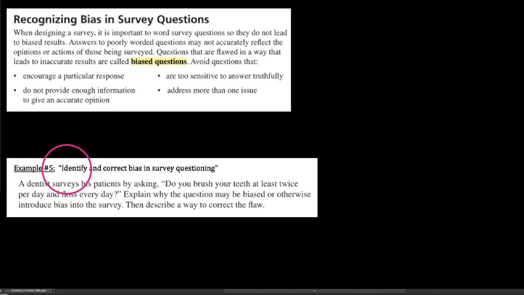So here's what we're going to do on this last part of this video. Basically, read through a question and talk about why it might be biased and how we might rewrite it in a way that would be less biased. It says here that a dentist surveys his patients by asking, do you brush your teeth at least twice per day and floss every day?